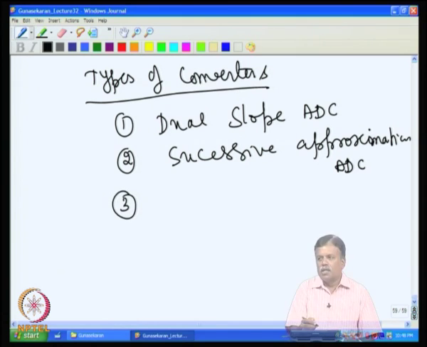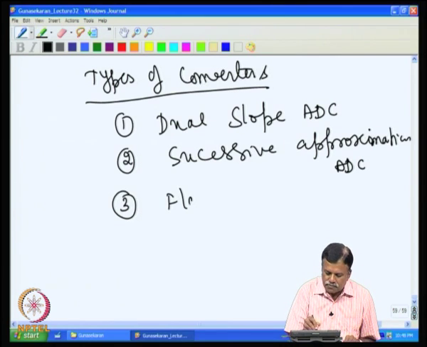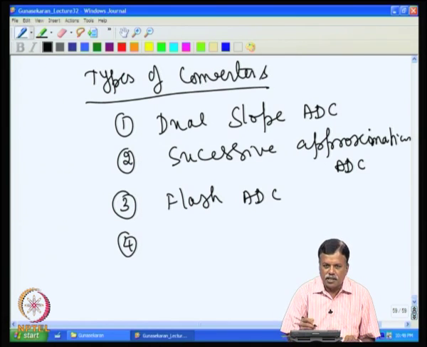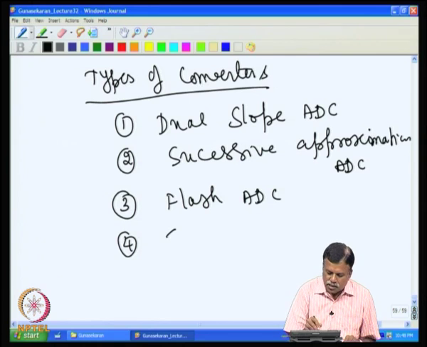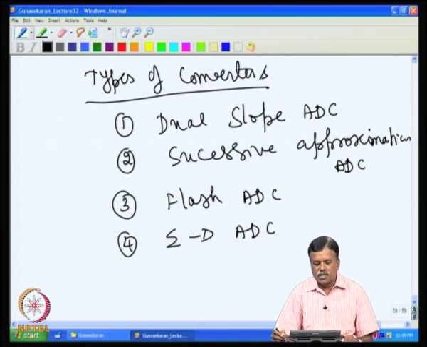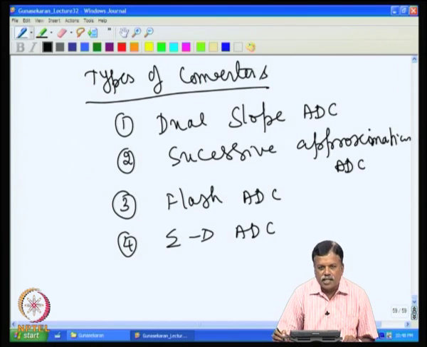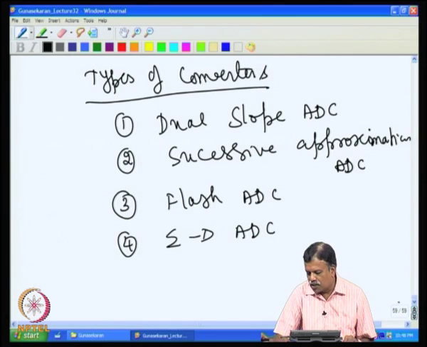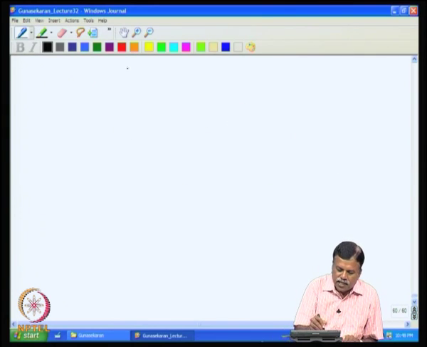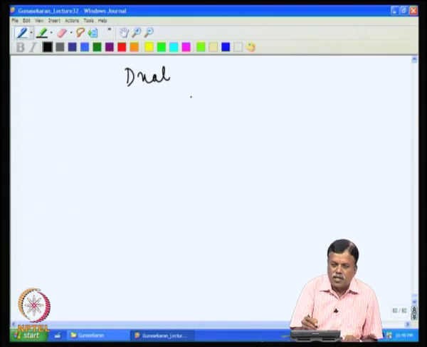The third popular type is the flash ADC. And the fourth very popular one available in the market is the sigma delta ADC. So at this point we see these four different types of ADC converters, how they work, what errors are associated with each one, and how to use them for our best use. We will start our discussion with the dual slope ADC converter, and then discuss its usage and the errors associated with it and so on.